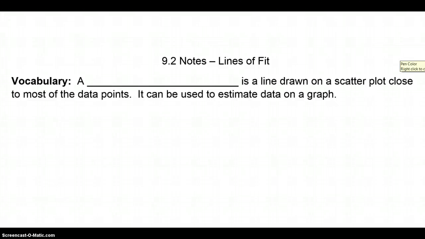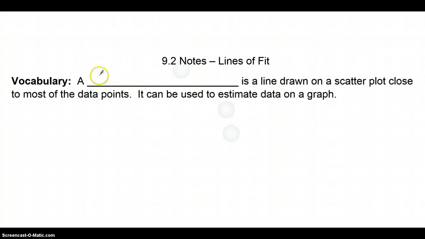All right, this is 9.2 called Lines of Fit. This section is very short. If you look in the textbook, it goes into a graphing calculator section that we are going to skip. So if this seems like a very short lesson, it's because it's half of one.